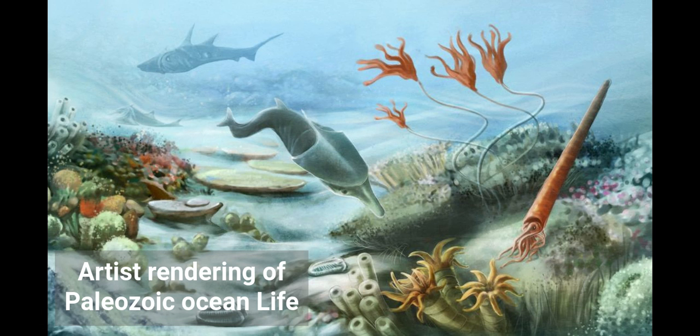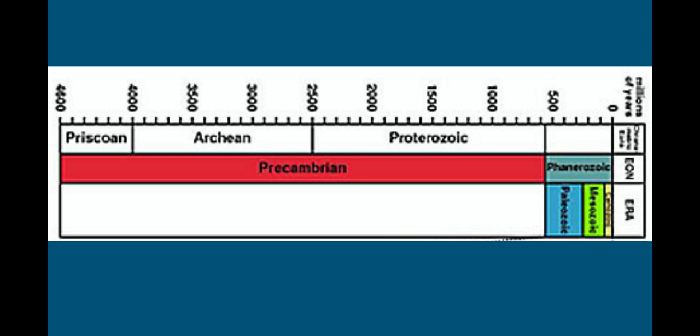You'll see some things that have shells and bones. So we have a lot more organisms that were able to become fossilized. So we have a lot more information about Paleozoic life.